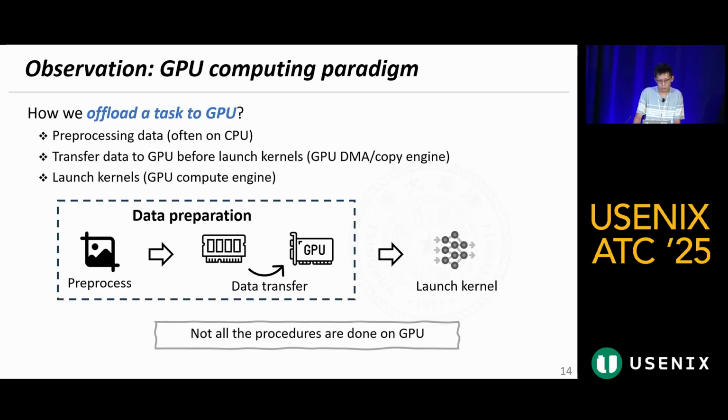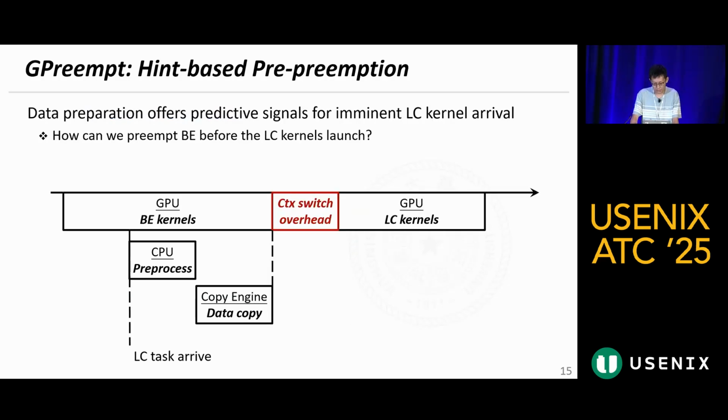Let's come back to the GPU computing paradigm. How do we offload a task to the GPU? Before a kernel can be launched, there is almost always a data preparation stage that involves pre-processing on the CPU, like image cropping, and then transferring the data to the GPU, which is typically done by the DMA engine. This means there is a predictable delay between when we receive an LC task and when the LC kernel is launched. So the timeline of the LC task is just like this. There will be a switch overhead between the copy stage and the kernel execution stage.